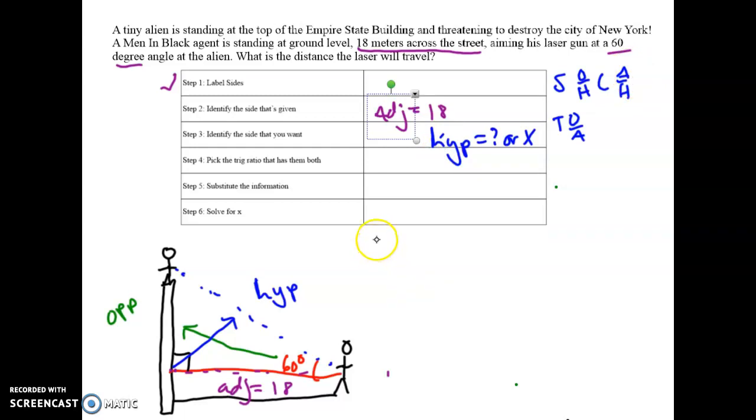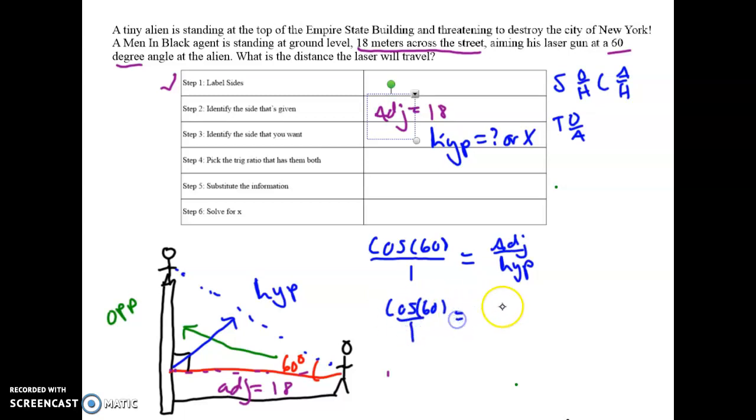So now we're going to make our trigonometry ratio. The cosine of, we said 60 degrees, and then make sure to put it over 1 because we're creating those ratios, is equal to, and then cosine, CAH, is adjacent over hypotenuse. So we place them in the trig function. Now we're going to substitute the information we know. So the cosine of 60 over 1 is equal to our adjacent side, 18, over our hypotenuse, which is x. Here's when we can start to cross multiply.